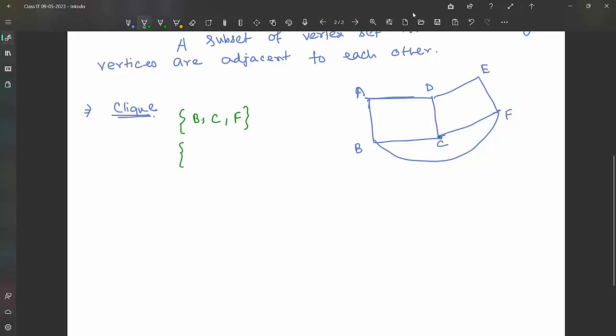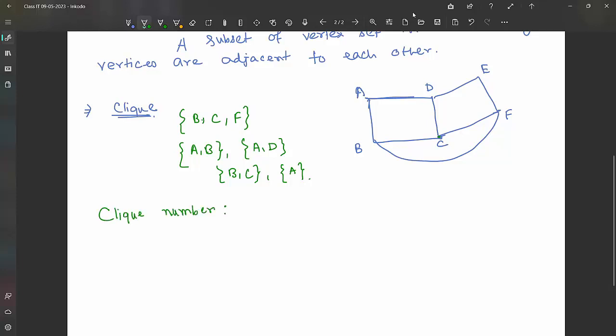Every other two elements produce a clique here. That means AB is a clique, or AD is a clique, or BC is a clique, or a single element A is also a clique. So these are some cliques of this. Cliques mean there is a connection between every pair of vertices of this subset. So here these are some cliques of the set, and then the clique number is like the independence number.